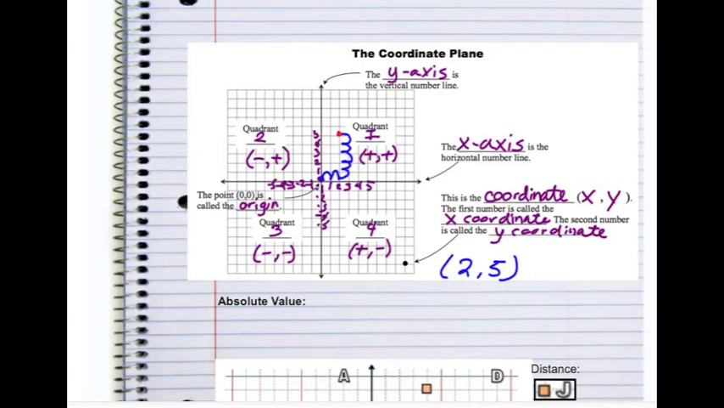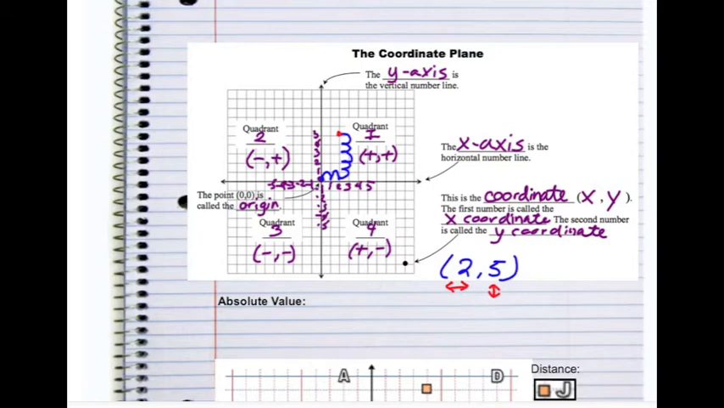You're always going to go to the left or the right first, and then up or down second. And you go to the right when it's positive, the left when it's negative, up when it's positive, and down when it's negative. So there's a lot of ways for us to be able to plot some coordinate points.